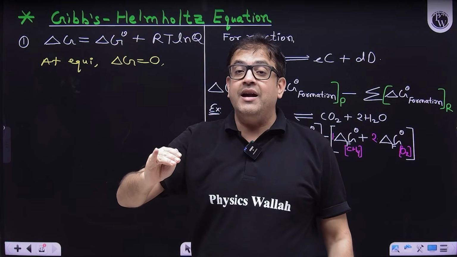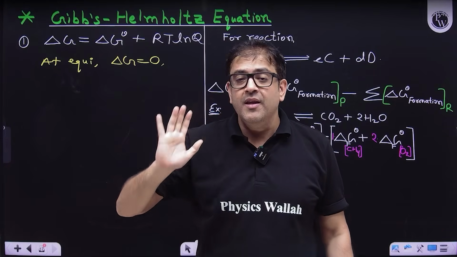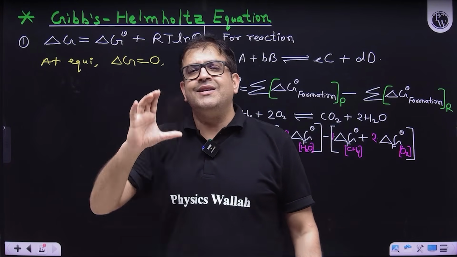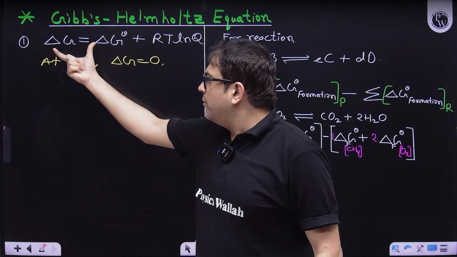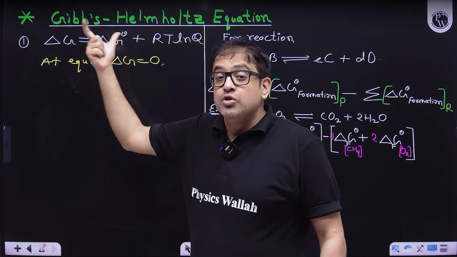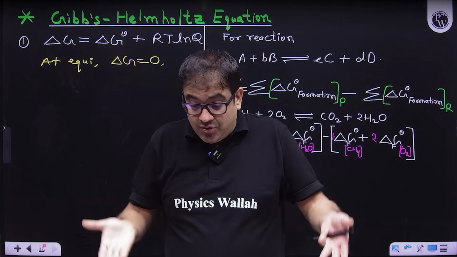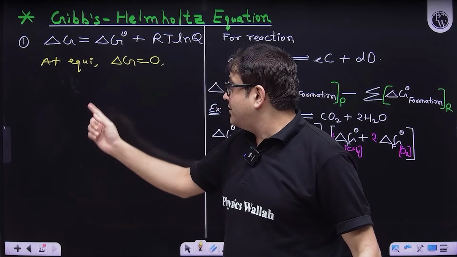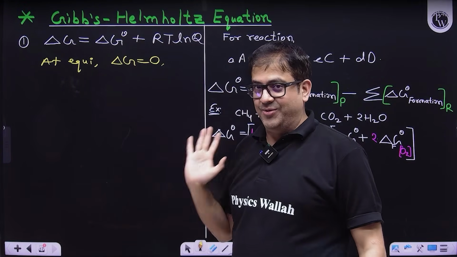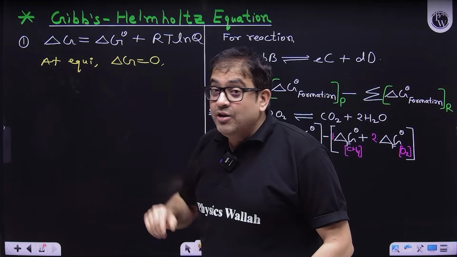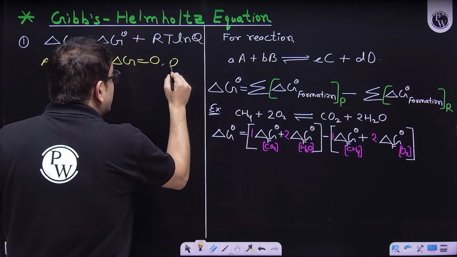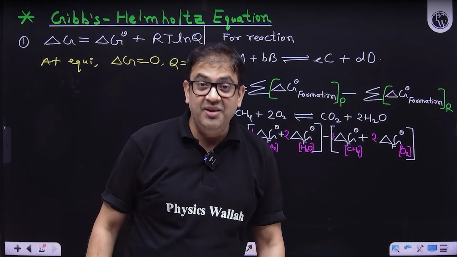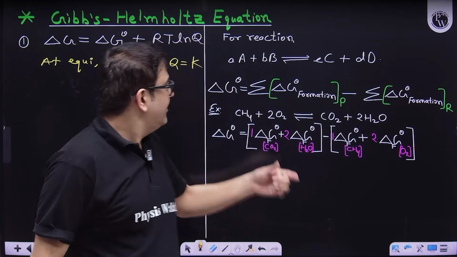Just like the standard for a gas is STP, similarly for a reaction, standards are defined. So that standard value is different from the actual value. When a reaction reaches equilibrium, it does not do any work, so the actual delta G turns 0. And at equilibrium, one more thing: Q turns K. Q becomes equal to K.